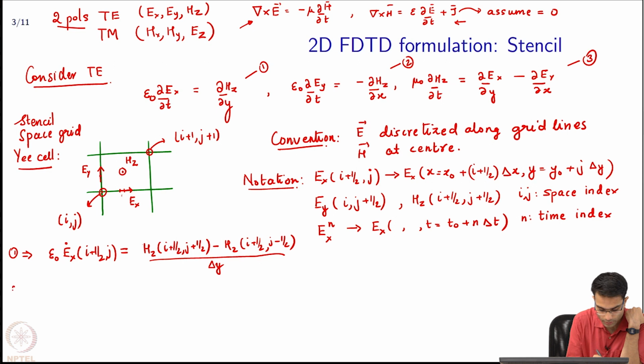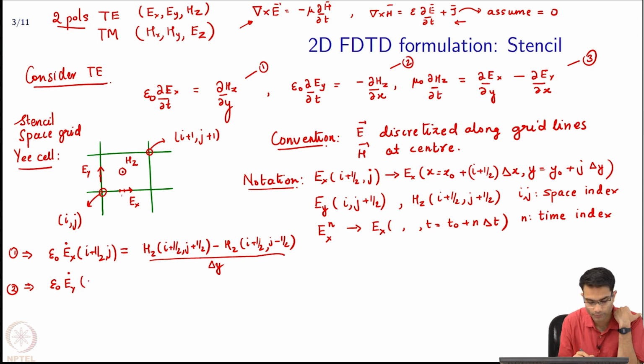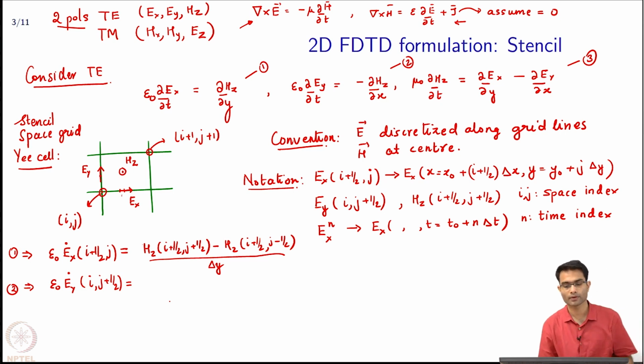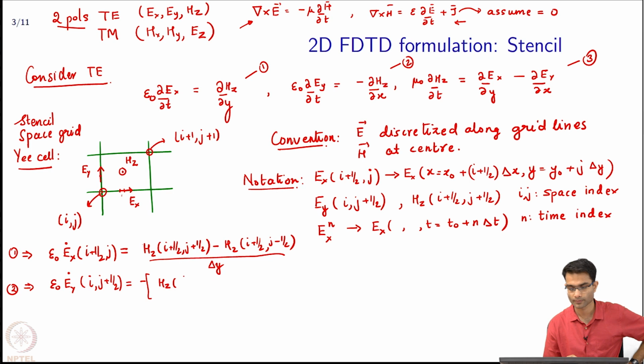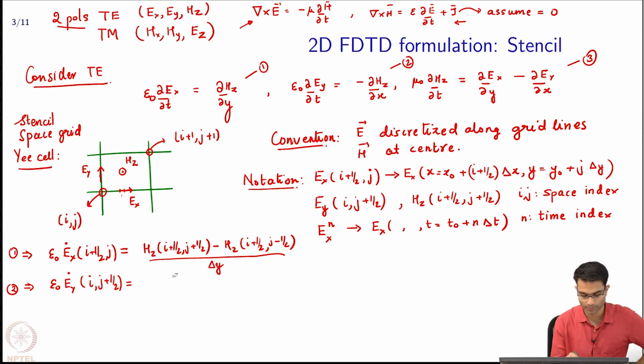Second equation, again simple. It is a time derivative of Ey, but evaluated where? Coordinates i, comma j plus half, very good. Now, I have partial derivative of H with respect to x, with a minus sign, never mind the minus sign, Hz, first term. Actually, let's absorb the minus sign inside.